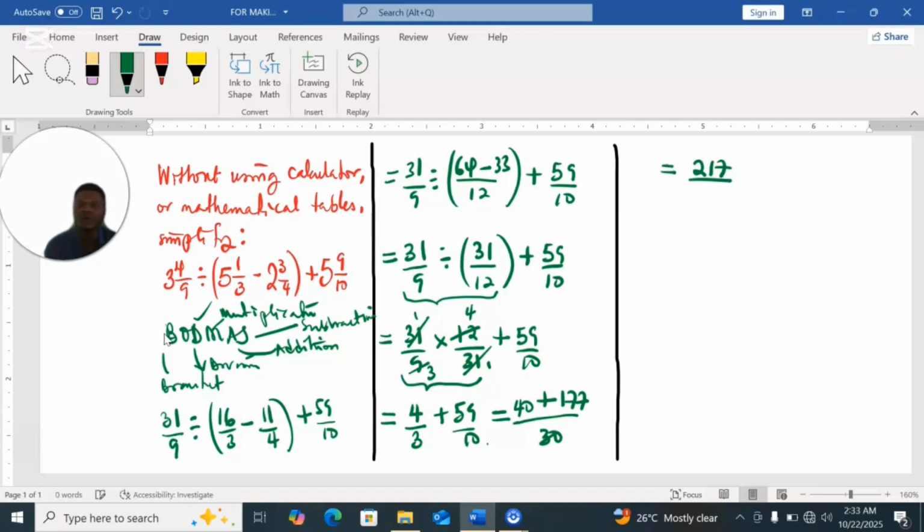217 all over 30, and 217 all over 30 put in mixed fraction will give us 7, because 30 will go into 217 7 times, leaving you with a remainder of 7 all over 30. So this simplifies the problem.